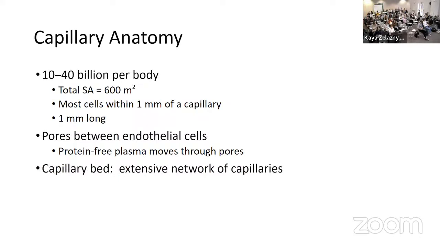There are up to 40 billion of them in your body. Their total surface area is 600 square meters. Almost all your cells are within a single millimeter of a capillary. So they're really distributing your blood flow as close to all your cells as possible. They're also usually only about a millimeter long. They're small.